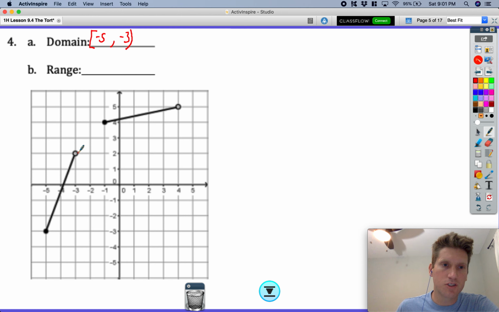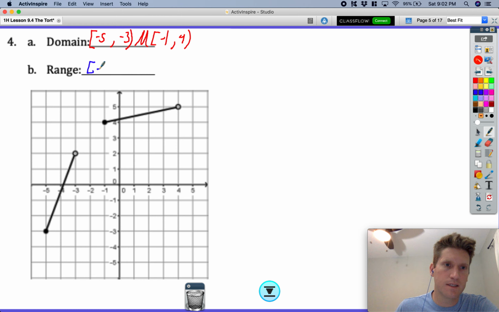Then you notice there's a giant gap here, and it doesn't resume until -1. So what we're going to do is put a union symbol, just like a U, and right there I have it beginning at -1 and going all the way to +4. It's an open circle, so I will put a parenthesis there. Now let's go ahead and look at the range. Range is all possible y values. It starts at -3.